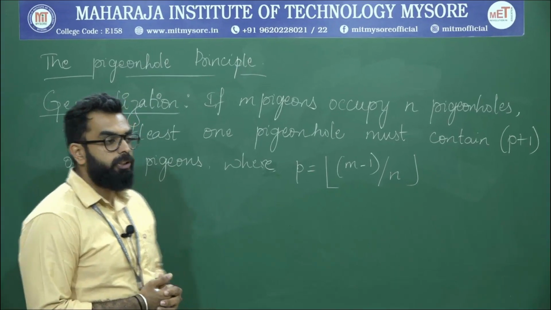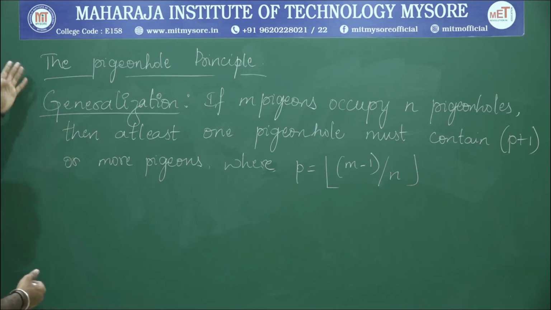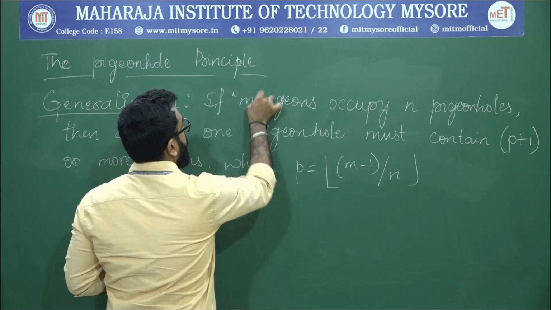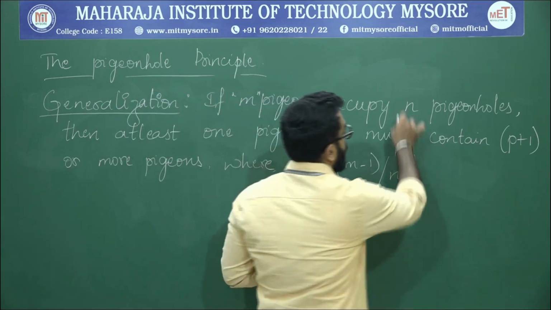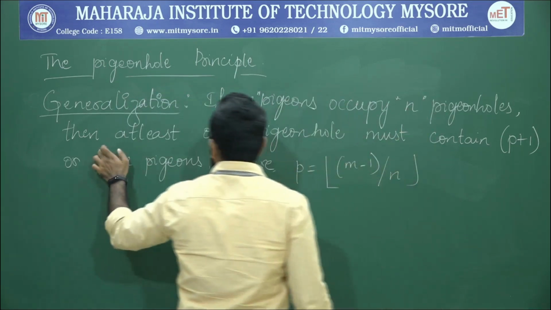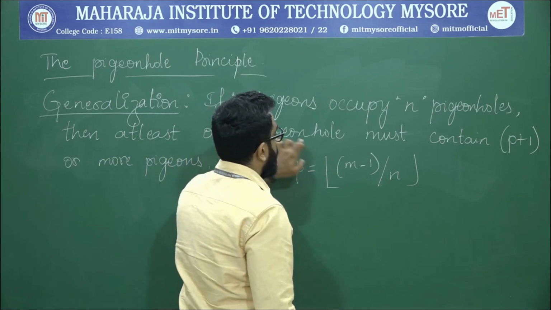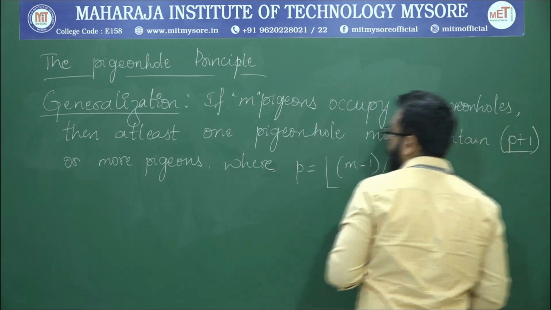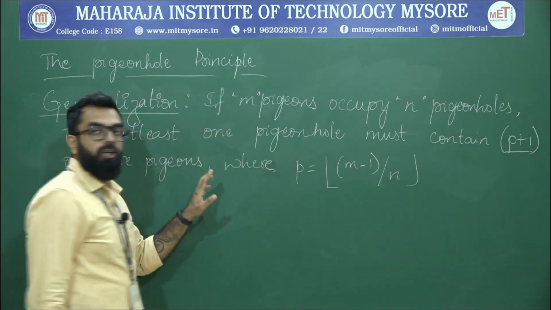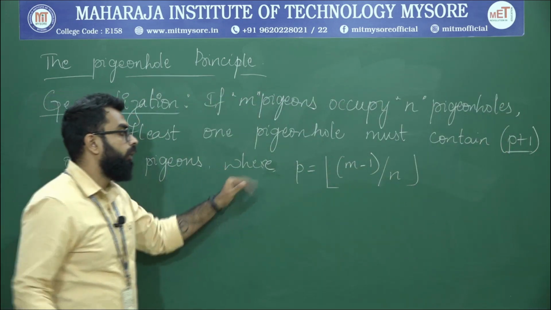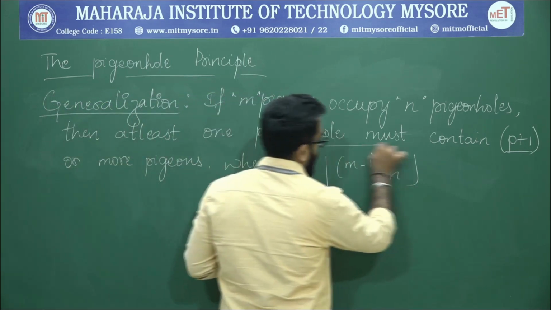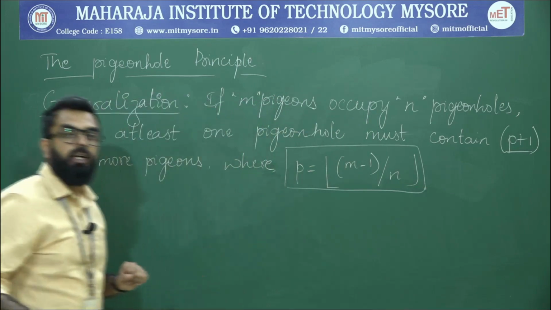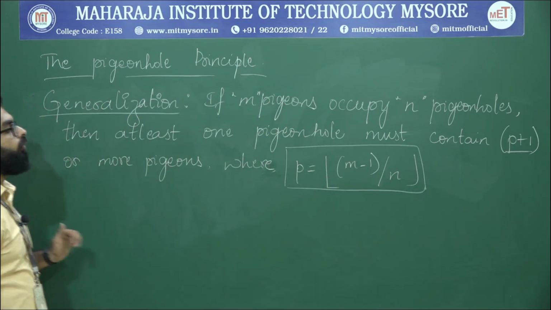To generalize the given principle which we just stated, if m pigeons occupy n pigeonholes, then at least one pigeonhole must contain p plus 1 or more pigeons in it, where p is defined by this. m is the number of pigeons and n is the number of pigeonholes. How do we prove this?